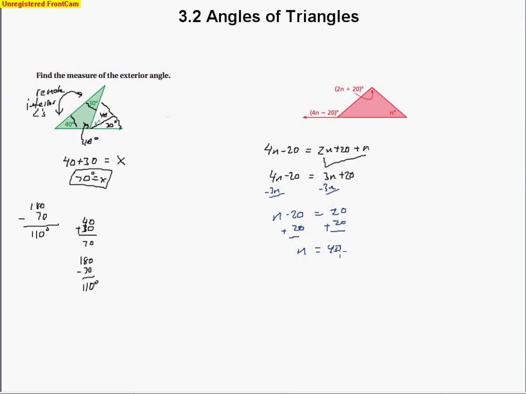So we take that 40 and plug it back in to the equation. 4 times 40 minus 20. So when I do 4 times 40, I get 160 minus the 20, and that makes 140 degrees.